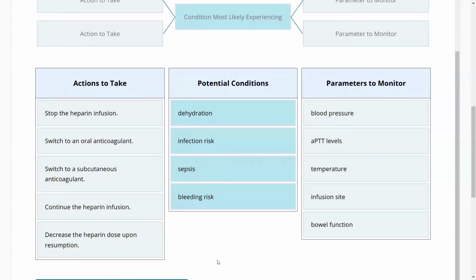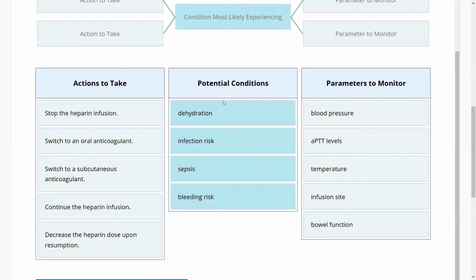And once again, if you are moving along with me, it might be a good idea to even take a picture of this so that you know what we are doing or kind of looking for, considering the potential condition of dehydration for this patient, infection risk, sepsis, or bleeding risk. All right. And then we've got actions to the left and parameters to monitor to the right.